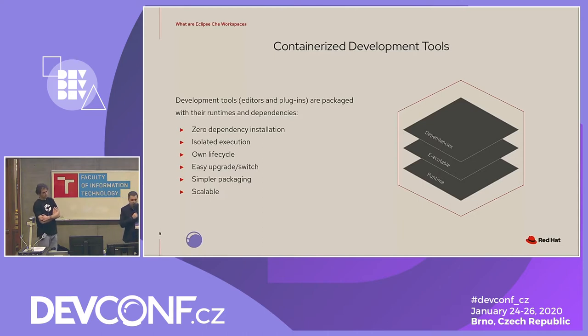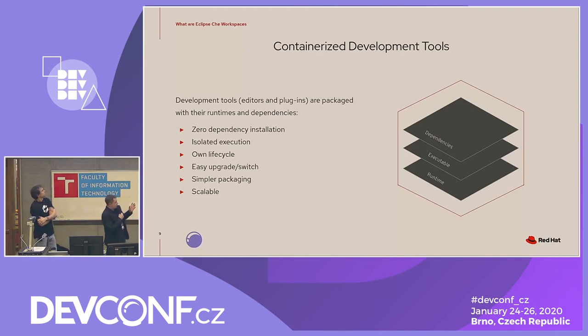First, zero dependency installation: if you need Maven, it comes with Java, so you don't need to figure out which version of Java you need, you just require Maven. Isolated execution, so one tool can't affect another tool. Life cycle and upgrades: you don't need to find where the tools exist, you just upgrade the version of the container and it comes to you.